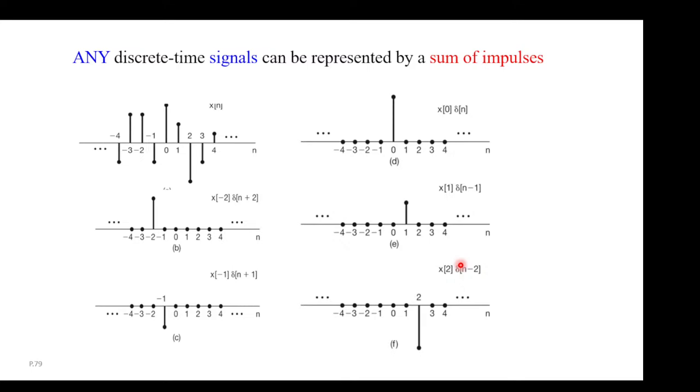It's easy to see that any discrete signal can be represented by a superposition, or linear combination, of impulses. Discrete signals are spikes at each time step, and at each time step I can think of it as some number times a unit impulse. For example, at n equal to minus 2, I can think of this spike as x of minus 2 times delta of n plus 2, because delta of n plus 2 is 1 at minus 2, and then you multiply by the height. Similarly, the spike at minus 1 is x of minus 1 times delta of n plus 1, and the 0 spike is x of 0 times delta of n, etc. If you add all those spikes together, it becomes your x of n.